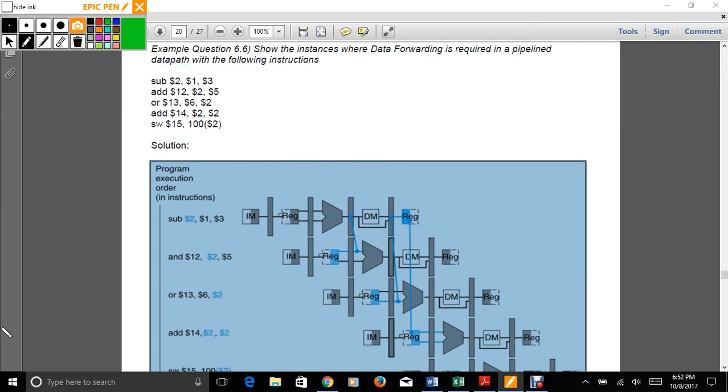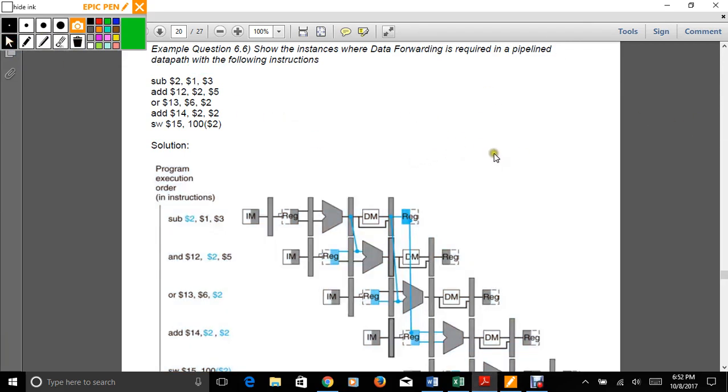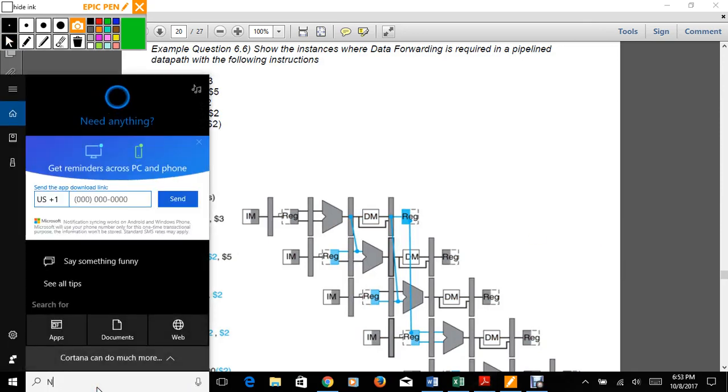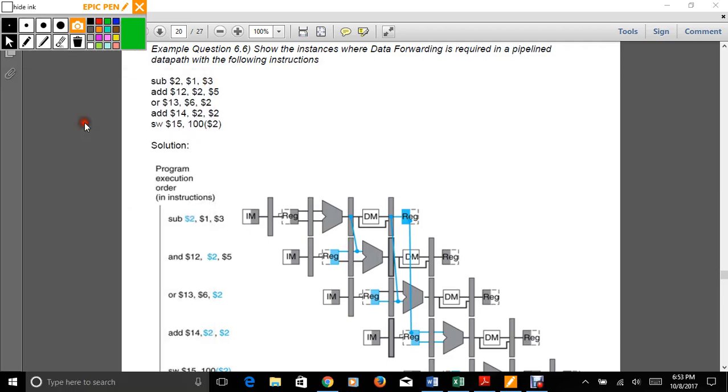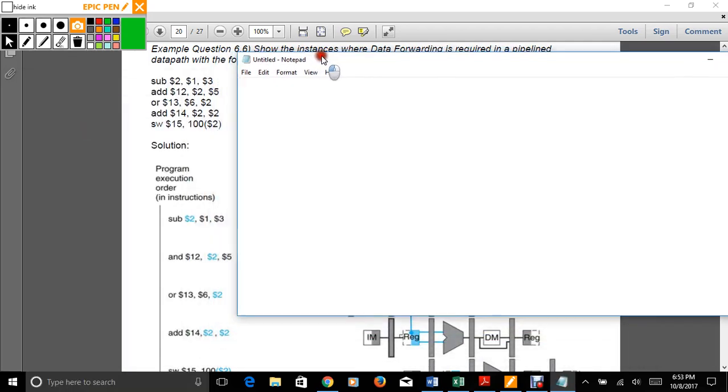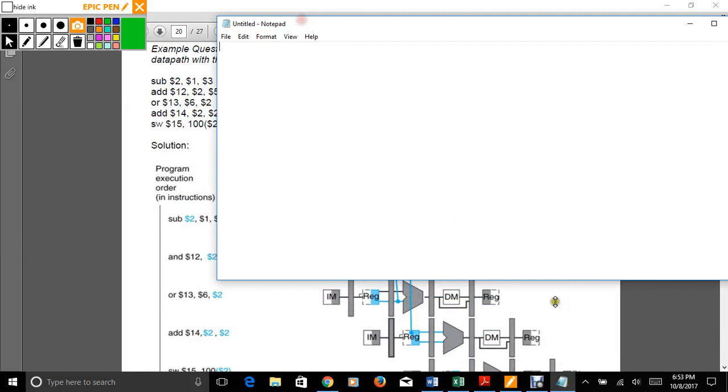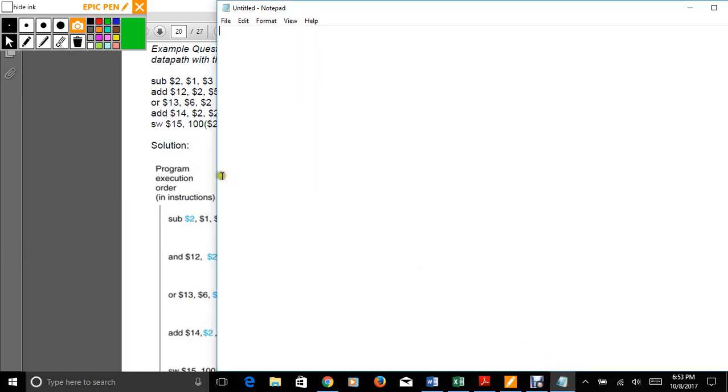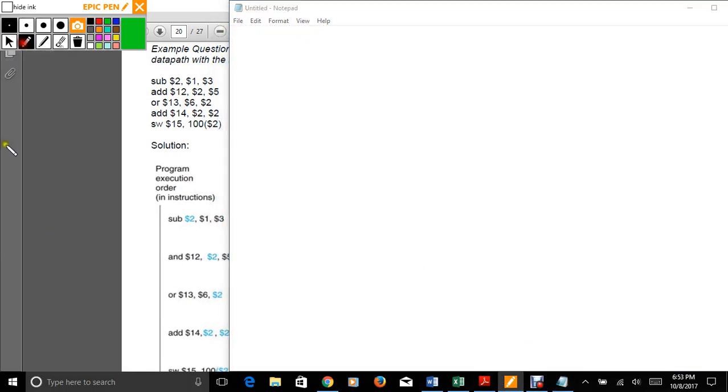So typically what I end up doing is you have to figure out how many instructions prior to this are going to be used. So the other way I would do this, let's just bring up Notepad, and I'll bring this over here. The only thing I want to do is leave a big white space. So you'd write this out: sub 2, 1, and 3, and you have fetch, decode, execute, memory, and write back.